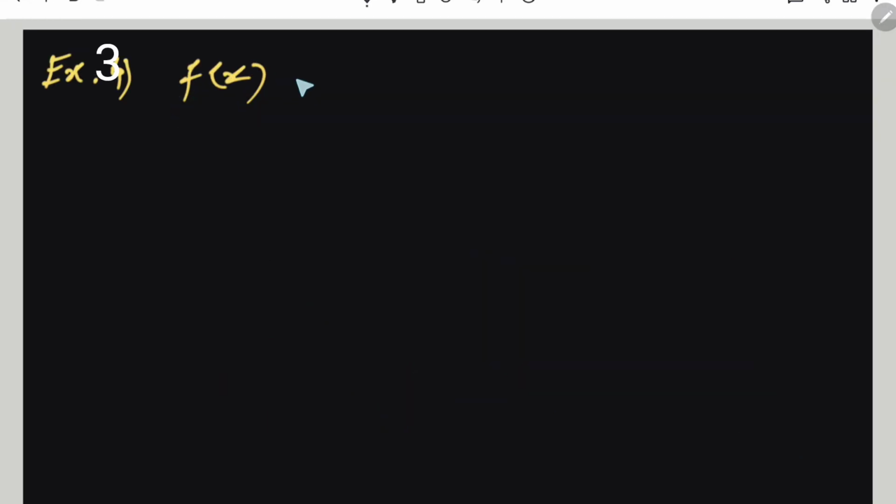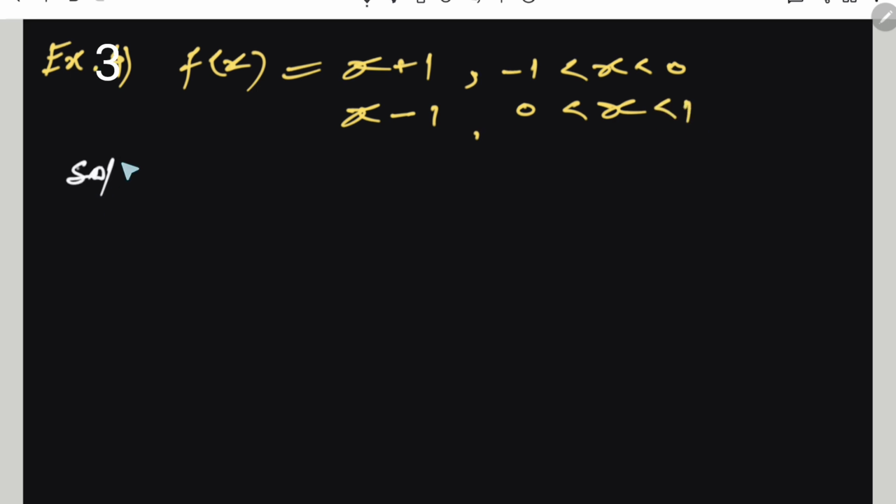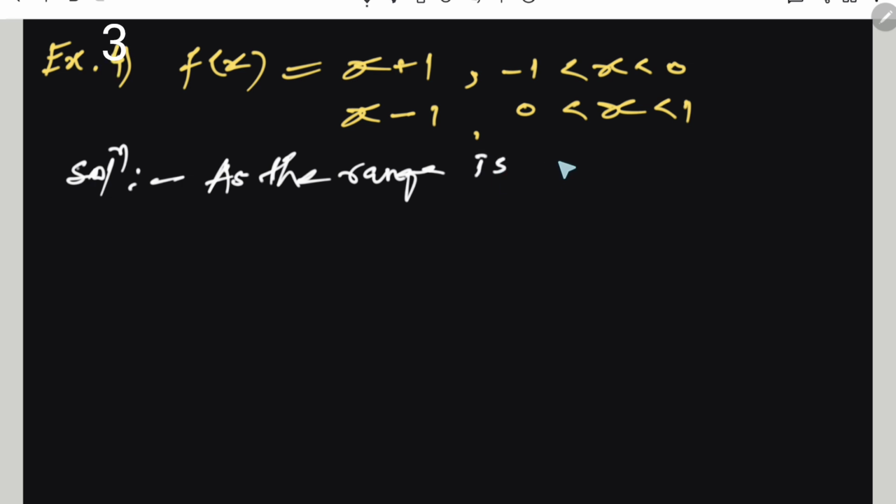Example number 3. Find the Fourier series for f of x equal to x plus 1 between minus 1 and 0, and x minus 1 between 0 and 1. As it is between minus 1 and 1, we can determine whether the function is even or odd.